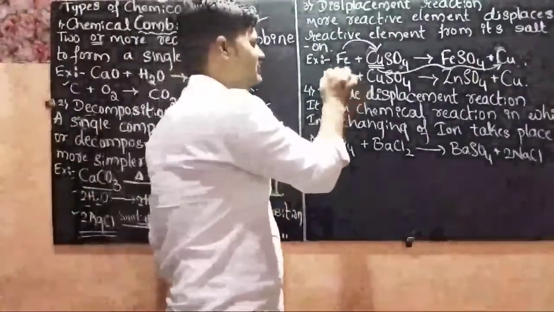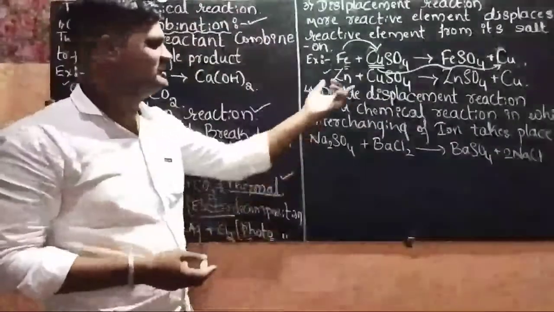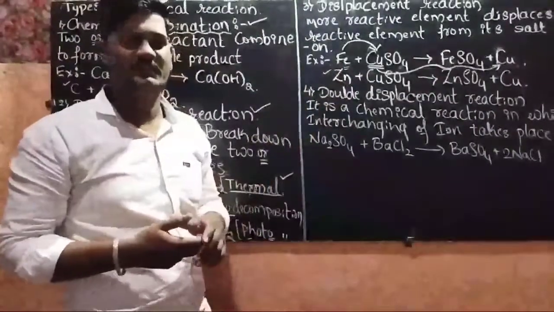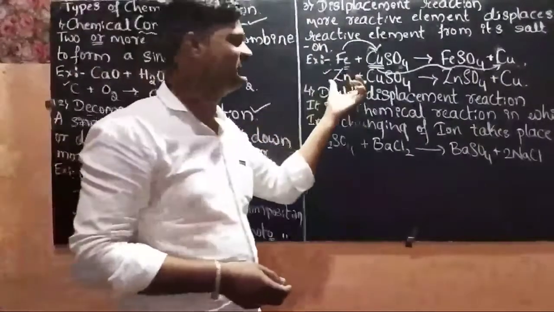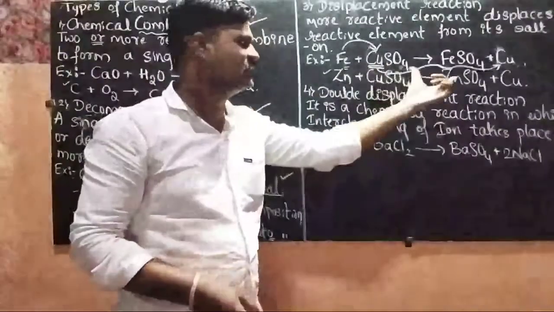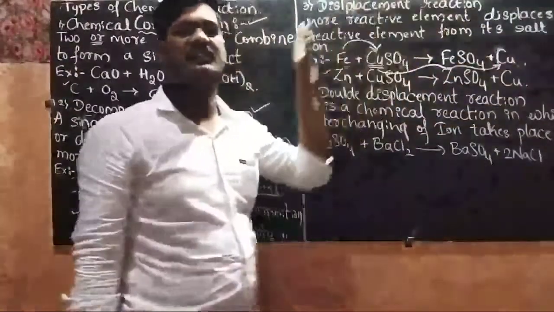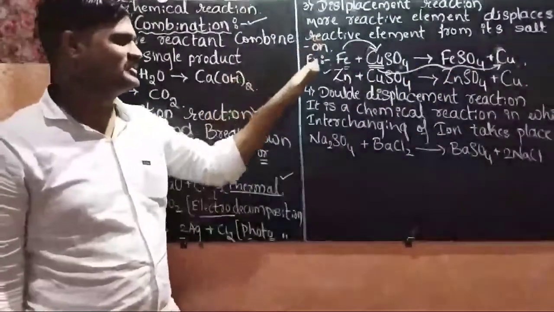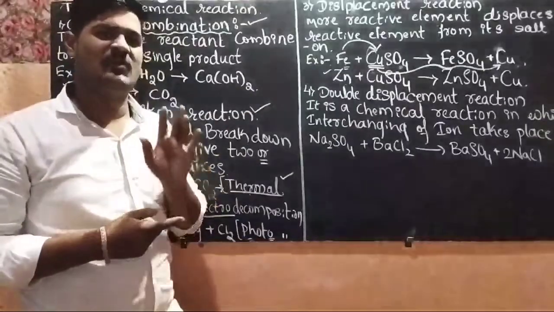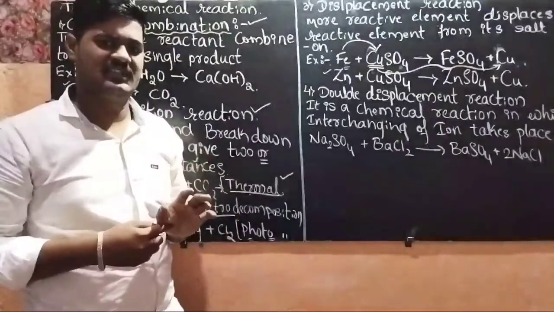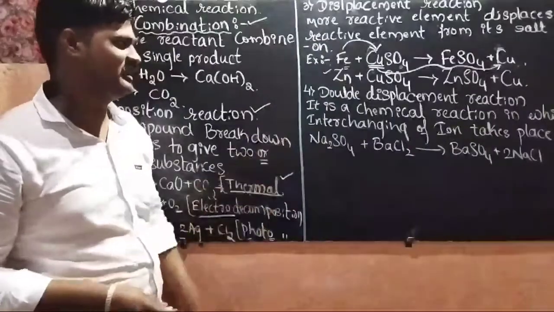Now here you can see another example, that is zinc and copper sulfate. Here zinc is also a more reactive element and copper is a less reactive element. When zinc reacts with copper sulfate, it produces zinc sulfate and copper. This is another displacement reaction example. Remember the definition: a more reactive element displaces a less reactive element. These two examples are enough for the displacement reaction.